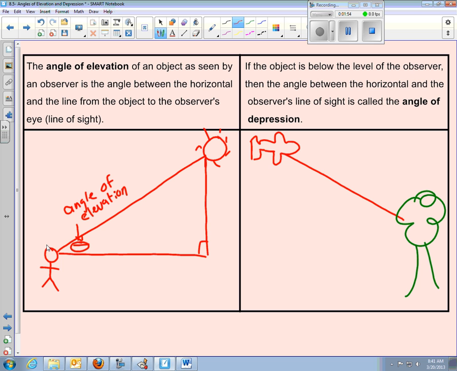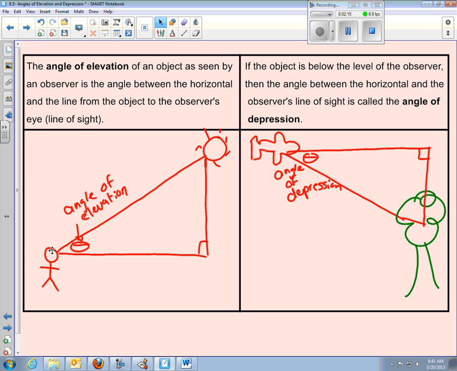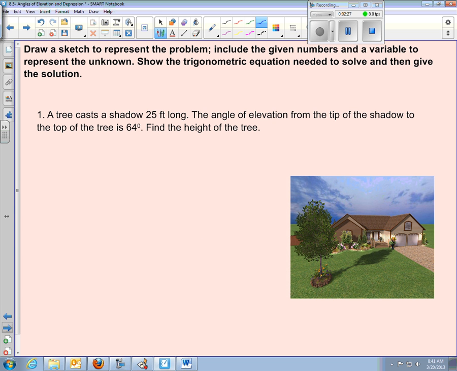Okay, when you're looking down from the horizontal, that is going to be our angle of depression. And if we drop down here, then we have a right triangle. We also can use angle of depression from the ground too. If we look here, remember if we have parallel lines, that this also becomes angle of depression down here. All right, so let's just get right into it.